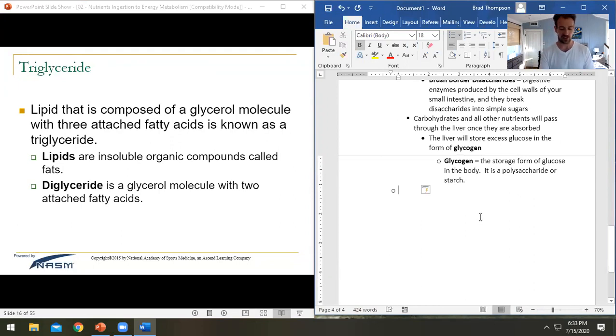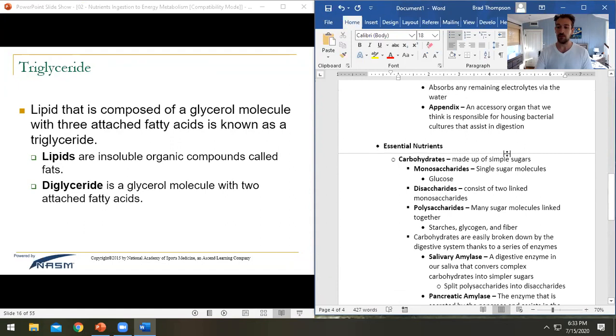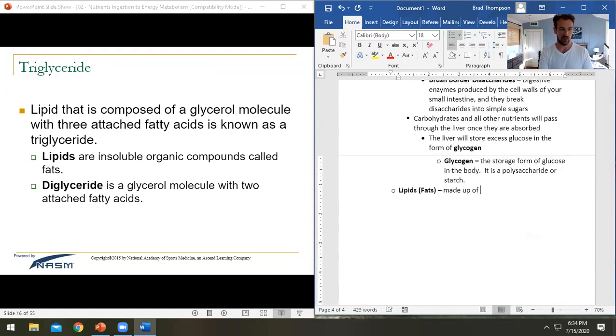So this is going to lead us to lipids, or fats, which are going to be complex, made up of fatty acids. Okay, so you get a couple of different versions of fats here. You've got straight up lipids, which is what we actually call a fat. A lipid is composed of a glycerol molecule with 3 fatty acids attached to it. That's the one that we call a triglyceride. So of your lipids, you are going to have triglycerides.